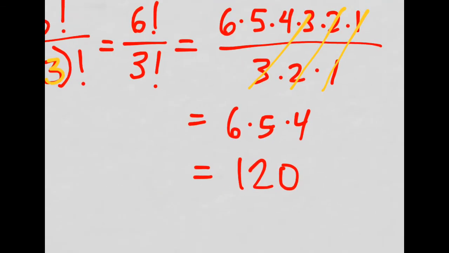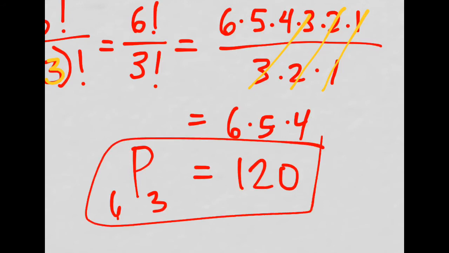Okay, so I guess I should say this here. The permutation with 6 objects taking 3 at a time is equal to 120. All right? Now, I want you to know that we don't always have to take just 3 at a time.